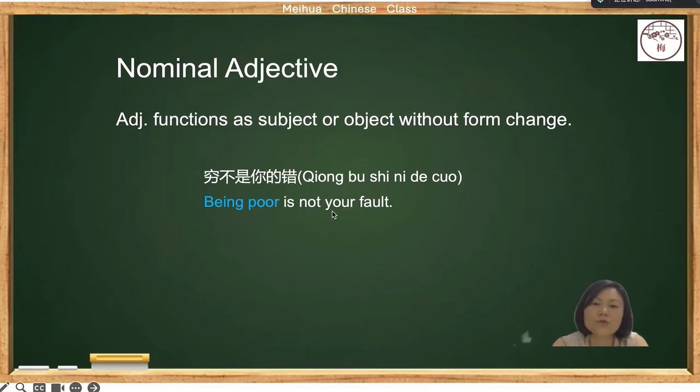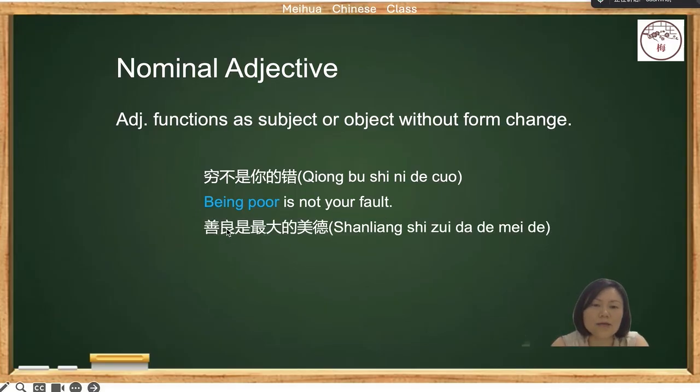Instead, we should use the nominal form of an adjective. We can change poor to being poor to make it nominal so that it can function as the subject in the sentence. Being poor is not your fault.